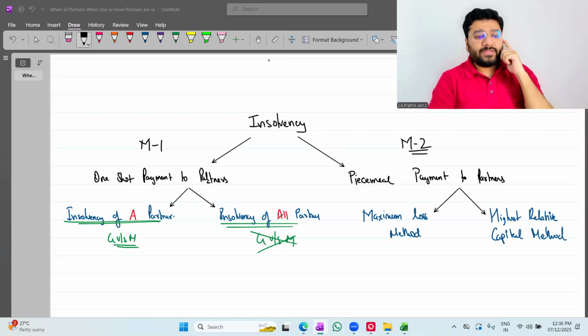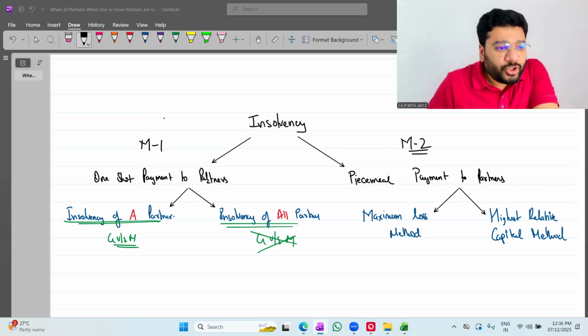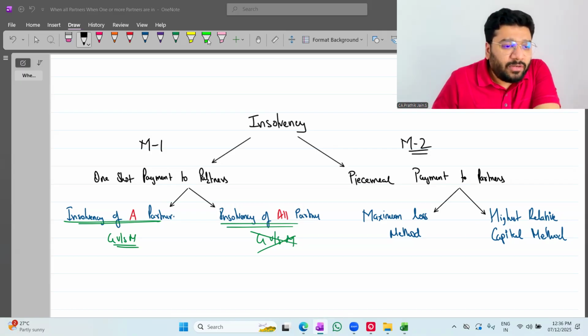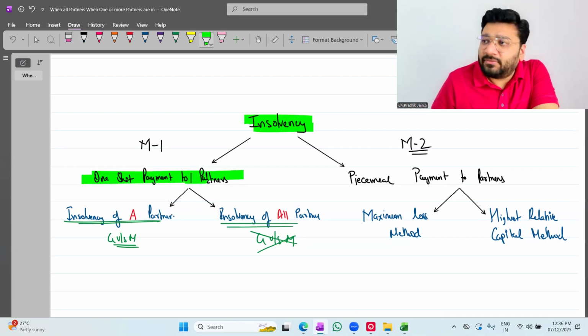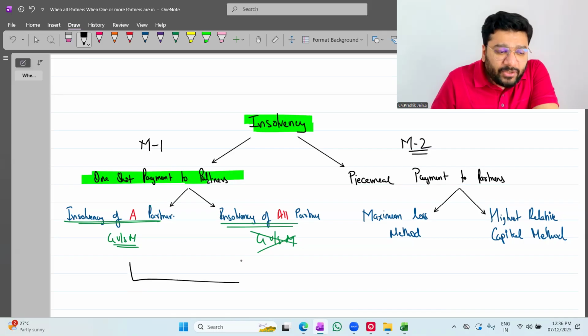Thank you, people. So, guys, we're doing this topic called dissolution of partnership. Under insolvency, in the last class we discussed that there are two concepts. One is one-shot payment made to the partners. So we saw two types of scenarios based on that.